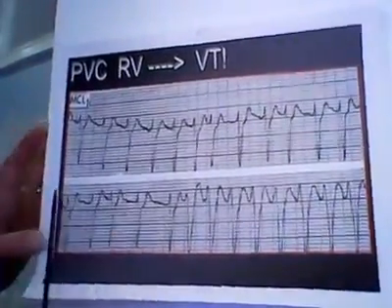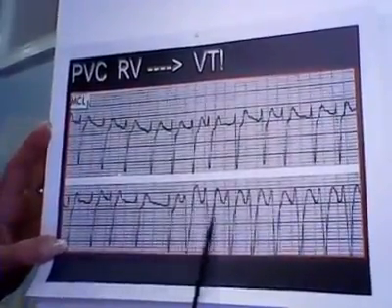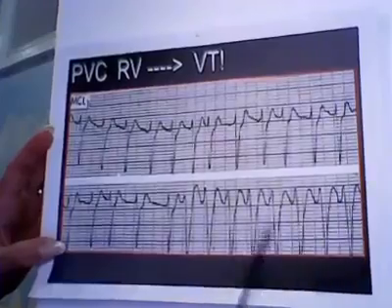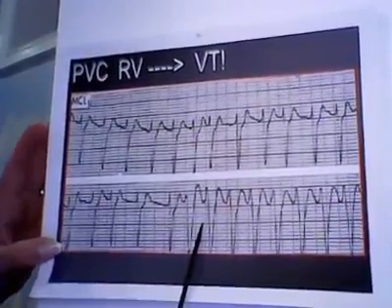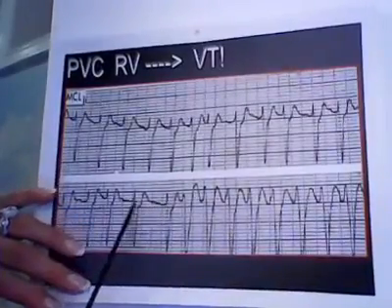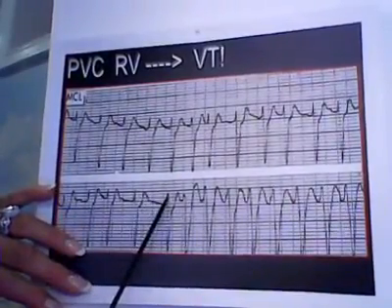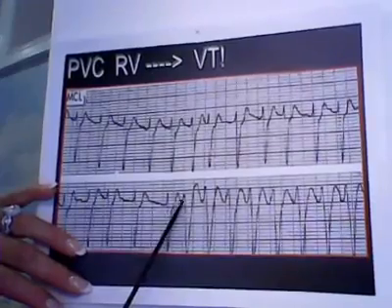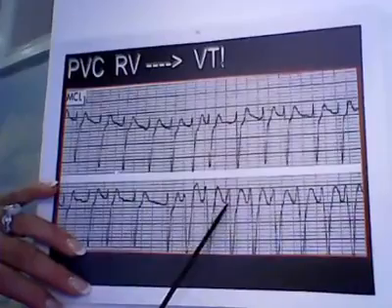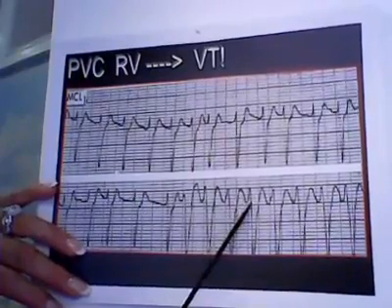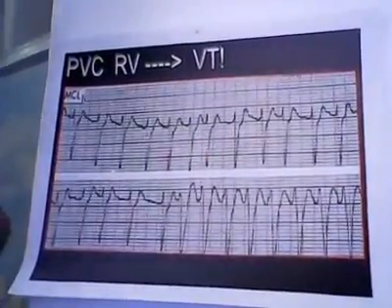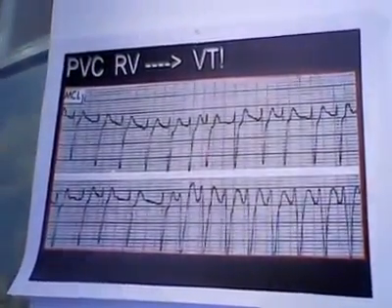You can't go wrong. And then all of a sudden he does this. Some people say, oh, he changed his bundle. No, he didn't change his bundle. He went into VTAC. Look at him. See, the R wave is very narrow, and then it got wide. The R wave is wide. So he went into VTAC from the right ventricular tachycardia.